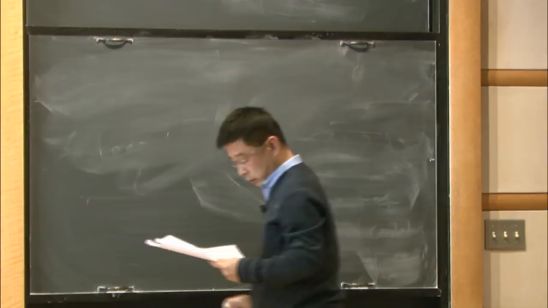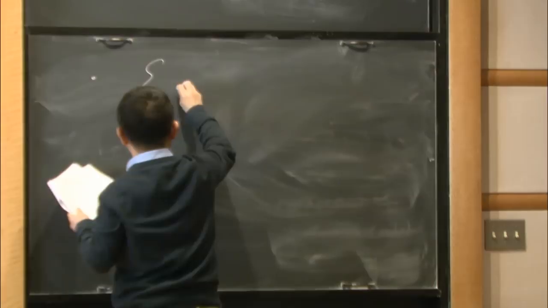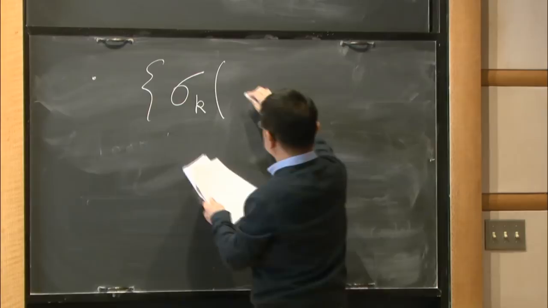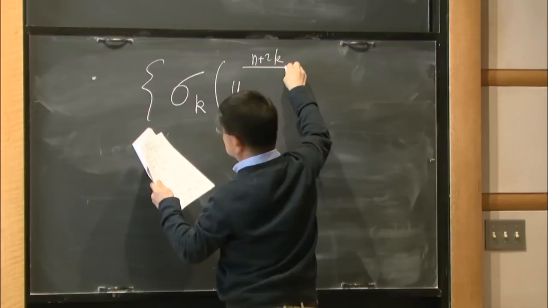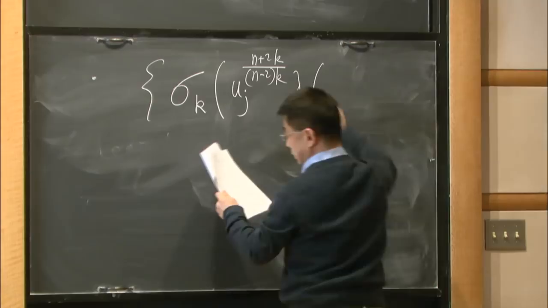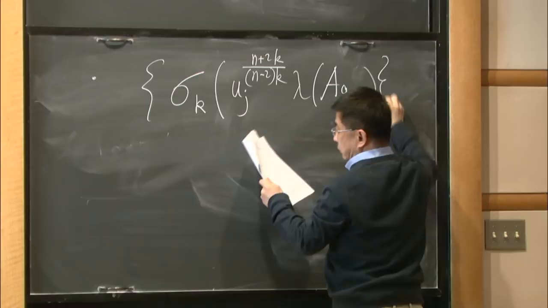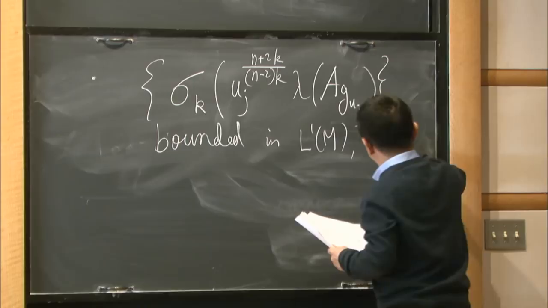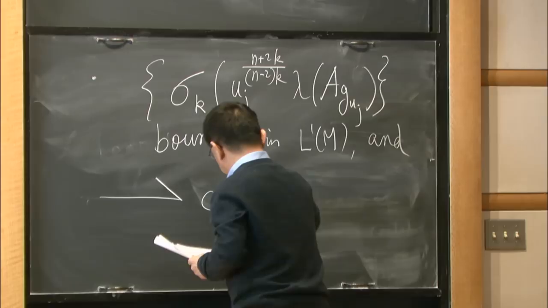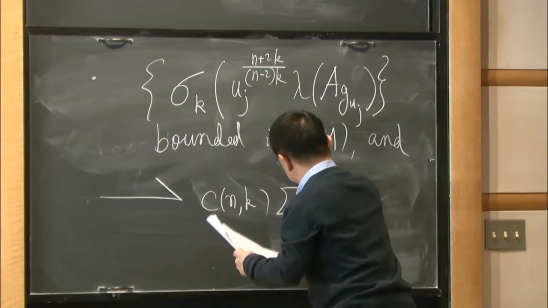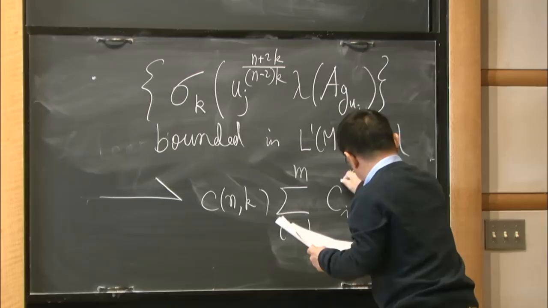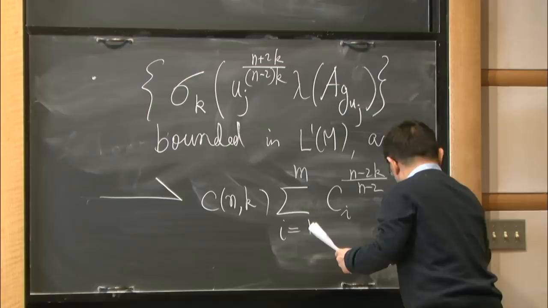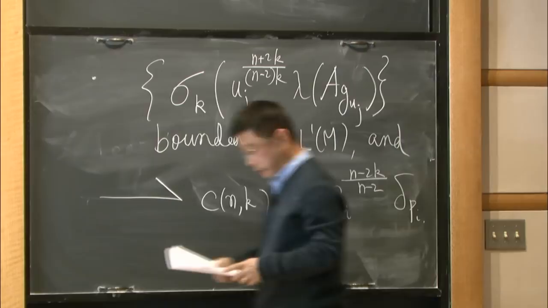And when we insert these smooth functions into sigma k, we normalize this by u_j raised to this power. So this is bounded in L1, and weakly converges to a sum of delta measures. So in that sense, it's like a Green's function.